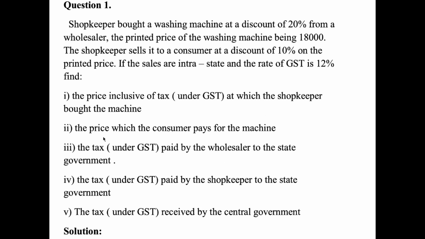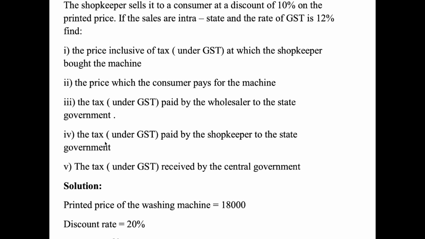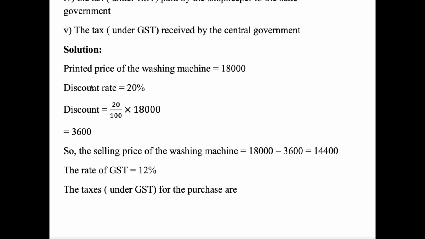Number 2, the price which the consumer pays for the machine. Number 3, the tax under GST paid by the wholesaler to the state government. Question number 4, the tax under GST paid by the shopkeeper to the state government. And question number 5, the tax under GST received by the central government. How to solve this sum part by part? So let's try how to solve.